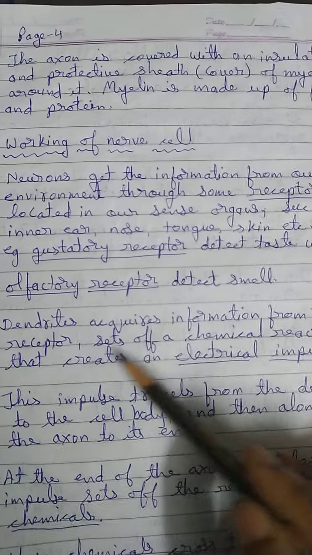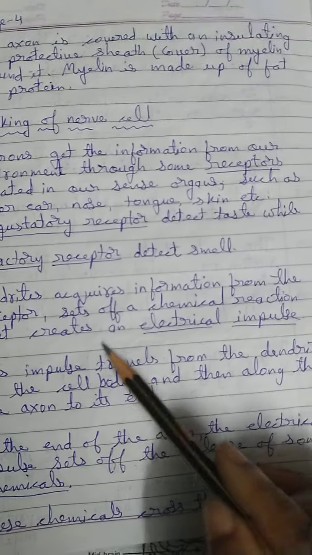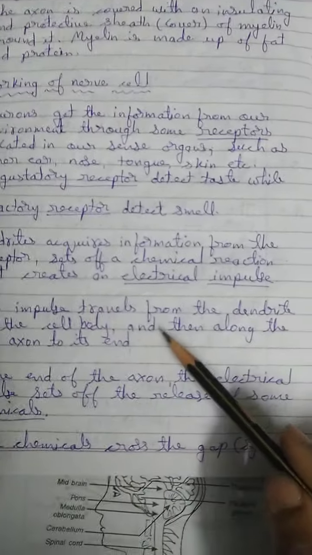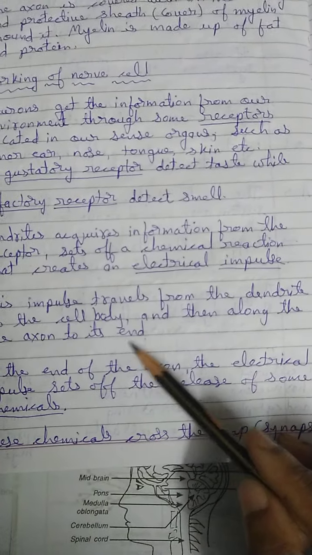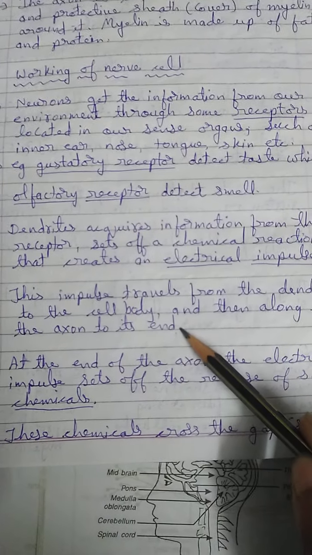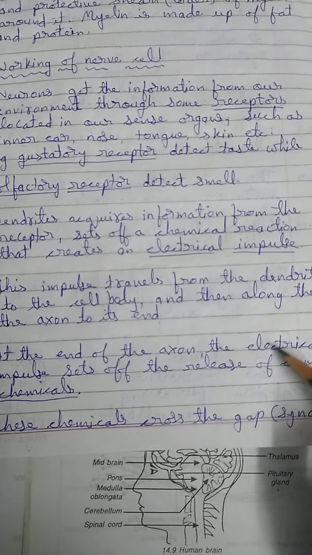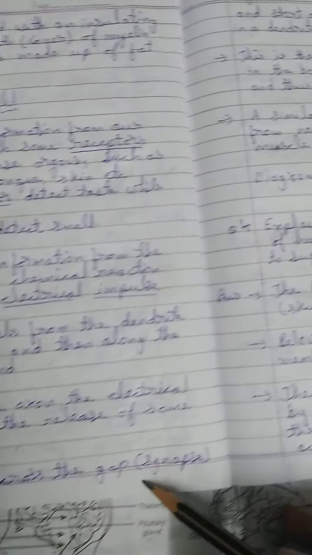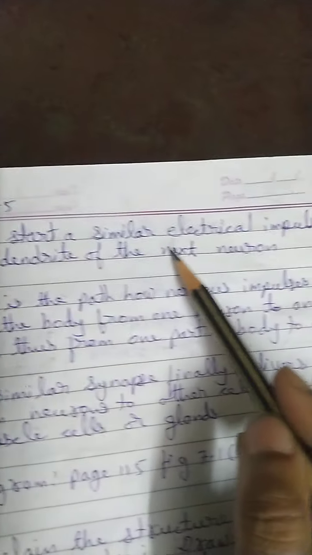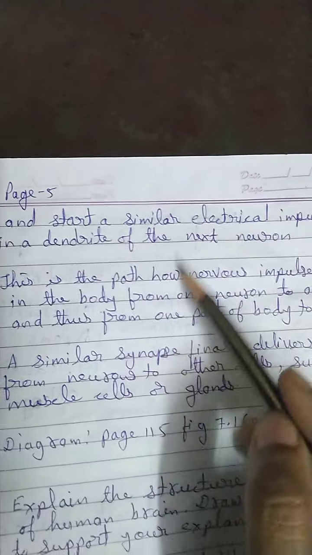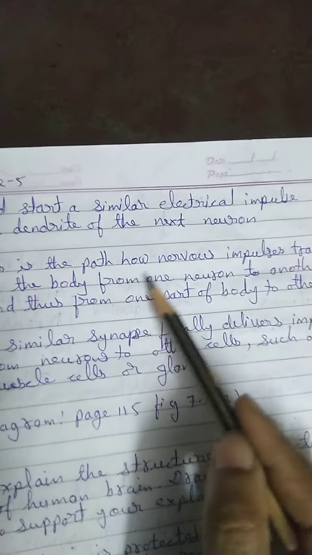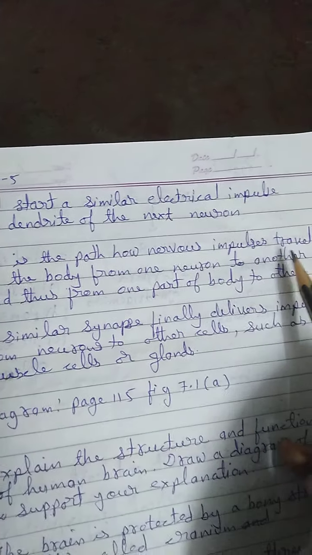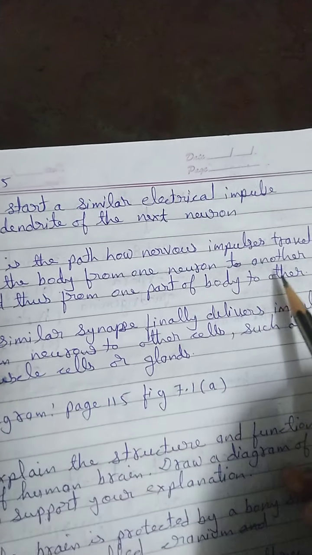Working of the nerve cell. First of all, the dendrites acquire the information and create an electrical impulse. This impulse travels from the dendrite to the cell body and then along the axon to its ends. At the end of the axon, the electrical impulse is converted into chemicals. These chemicals cross the gap that is called synapse and start a similar electrical impulse in the dendrite of the next neuron. So this is how the path of the nervous impulse travels in the body from one neuron to another, and thus from one part of the body to another.